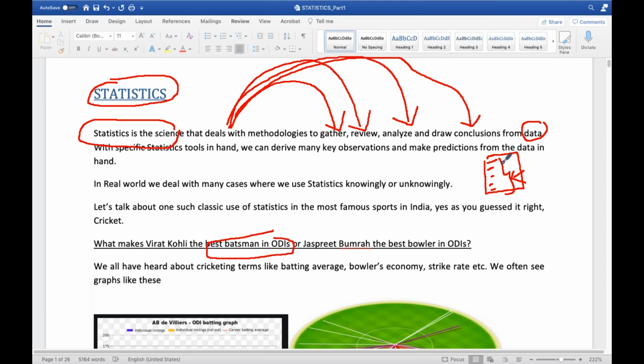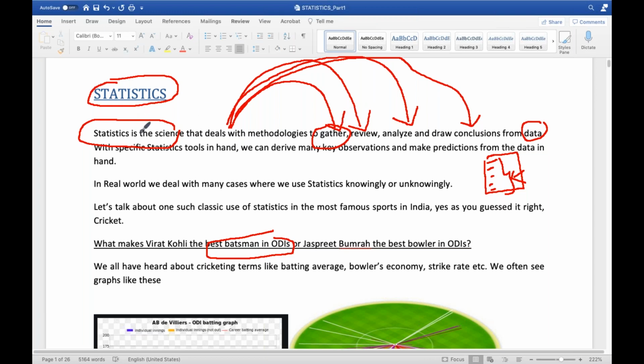If you want to find out the best batsman in the ODIs, we need to gather the data. Which data do we need to gather? We need to gather, for each and every batsman, the number of ODIs he played, what his age is, how many centuries he scored, how many runs he scored, and how many wickets he has taken. Like so, the data we need to gather first of all.